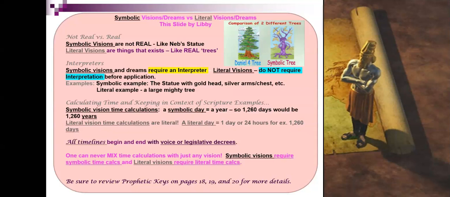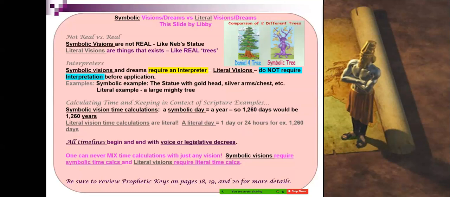But Revelation is also John's book, and it is a book of prophecy, okay? So if I say the book of John, we're talking about Revelation because that goes along with Daniel, okay? Right. John the Revelator. Okay. Right. So now we need to look at calculating time and keeping in context of scripture examples.